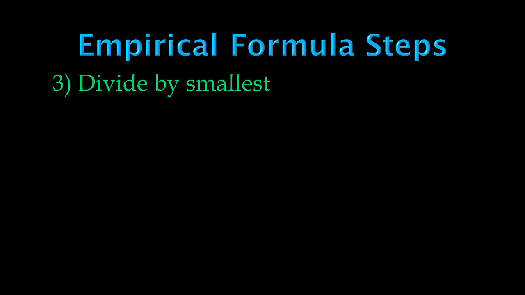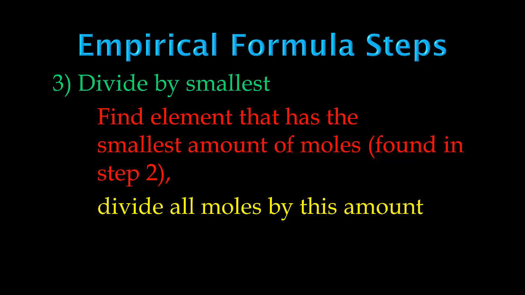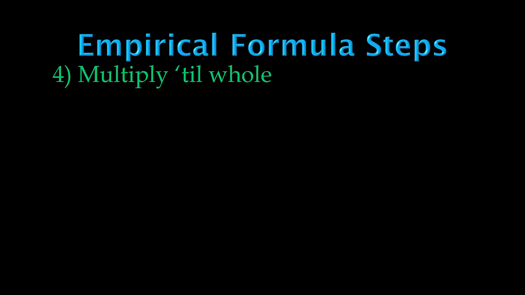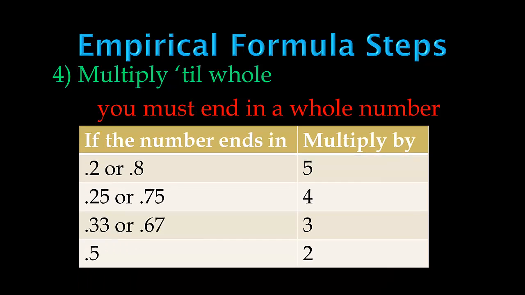Third step is you divide by the smallest moles. You find the element that has the smallest amount of moles, found in step 2. You divide all the moles by this amount. Fourth step, you multiply till whole. You must end in a whole number. This will make more sense in a few minutes. We'll go through an example.